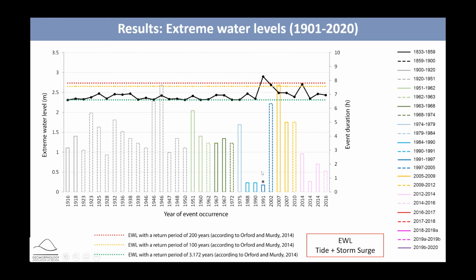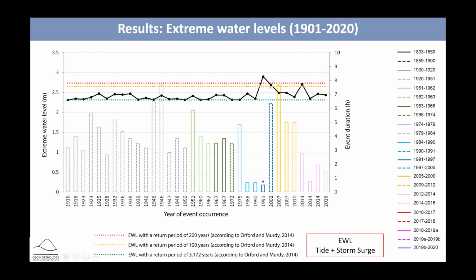The topmost event was recorded in 1991, but there is an asterisk here because the tide gauge in Belfast was flooded and stopped working, so we don't have the actual duration of the event. The second topmost event was recorded in 2014, and the third highest event was recorded in 2002.